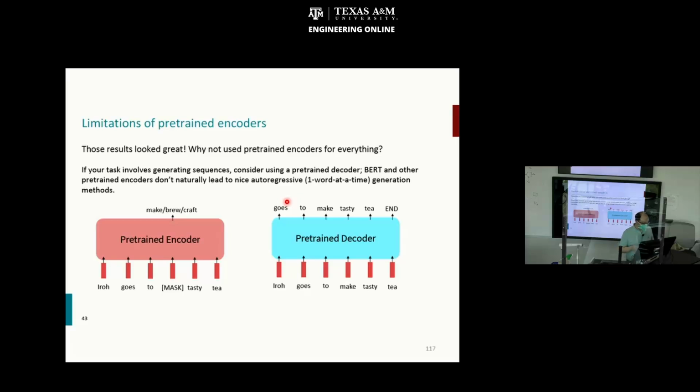If you consider BERT or other kinds of pre-trained encoders, they don't really lead to this kind of nice sequence generation performance, okay? Sequence generation is done in the autoregressive way, like one word at a time, as I said. You feed in start, and you get the first word, and then put the first word into the second input, and you get the second word, and so on. So this is called autoregressive generation. Any questions so far?